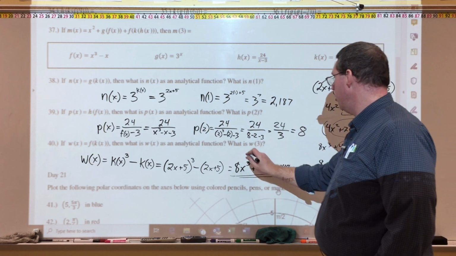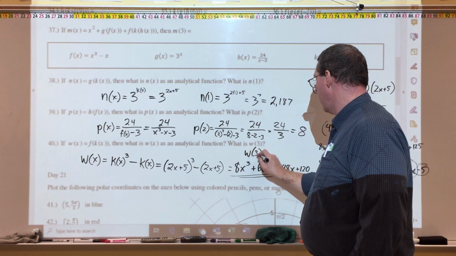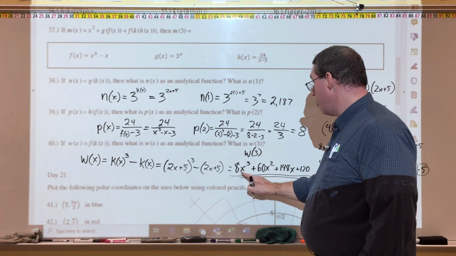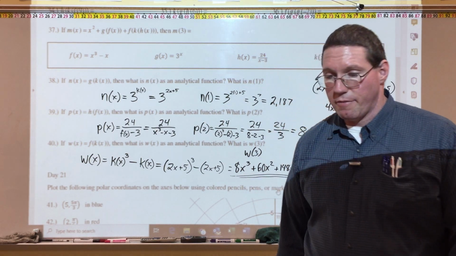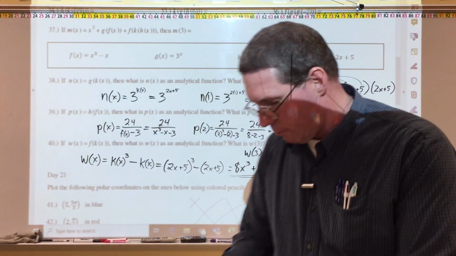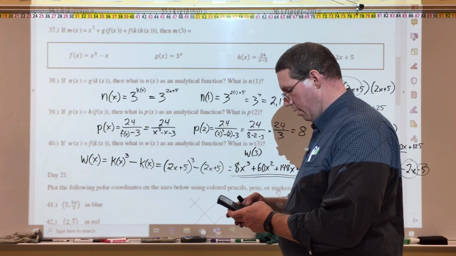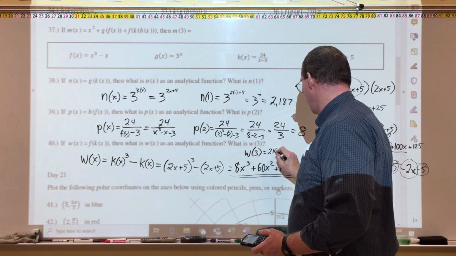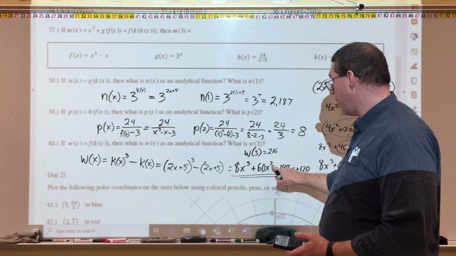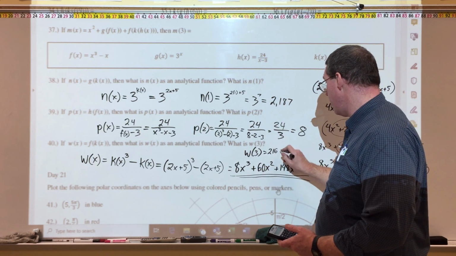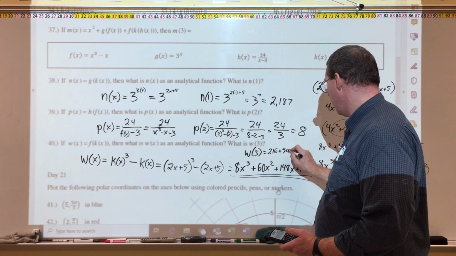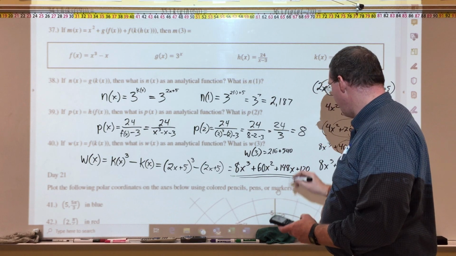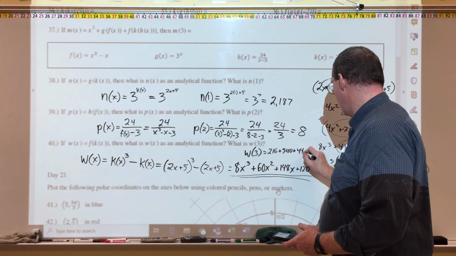And now we want to know what w of 3 is. Okay, we're going to put a 3 here, a 3 here, and a 3 here. 3 cubed is 27. 27 times 8. 8 times 27, that's 216. Now, 3 squared, that's 9. 9 times 60, that's 540. Then 148 times 3, that's 444.